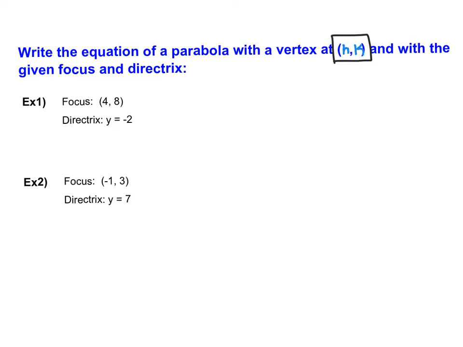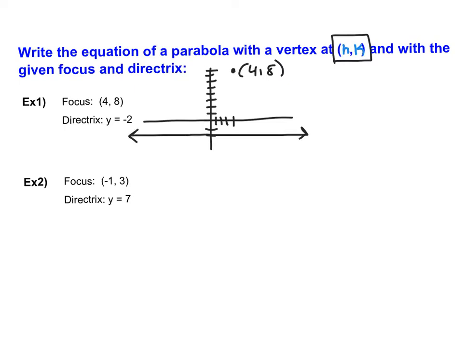So looking down at example 1, let's draw a sketch of this out. So we have the focus at 4 on the x-axis, 1, 2, 3, 4, 5, 6, 7, 8 up. So at (4, 8), we have our focus. And then our directrix is occurring at y equals -2. So down here is our horizontal line for our directrix of y equals -2.